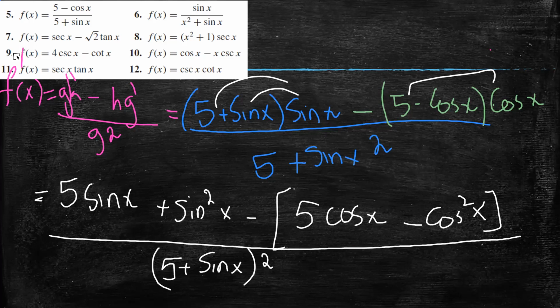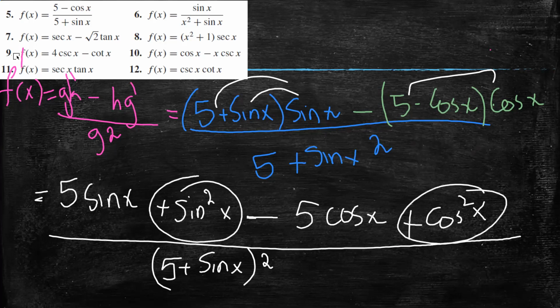Then after that, 5 sine x plus sine squared x, if we delete these brackets, I will have to multiply it by negative. So minus 5 cosine x plus cosine squared x. Then sine squared x plus cosine squared x is equal to what? 1. Thank you. So I will say now 5 sine x minus 5 cosine x.